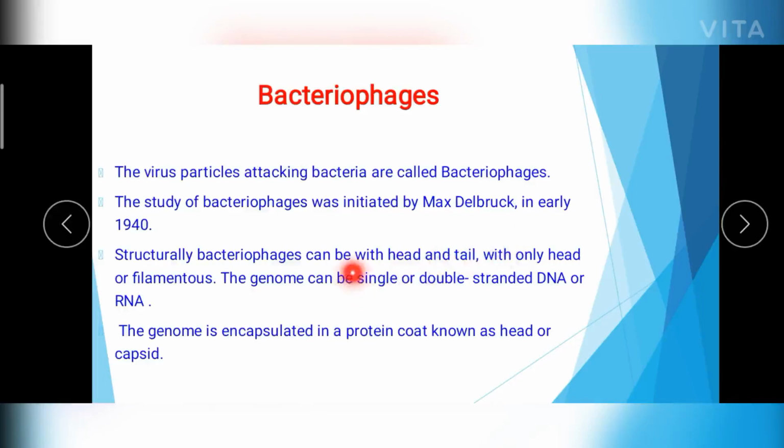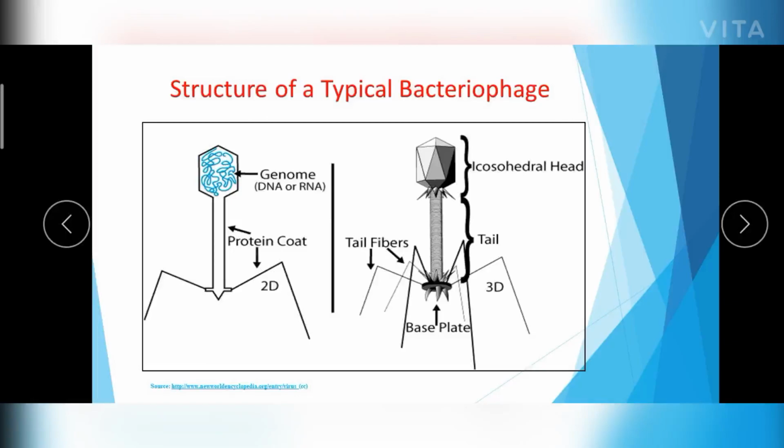If you see the bacteriophages, generally they appear tadpole shaped, having a head and a tail, whereas some bacteriophages have only a head and some are filamentous. The genome can be either single stranded or double stranded, and the nucleic acid may be either DNA or RNA. The genome is encapsulated in a protein coat known as the head.